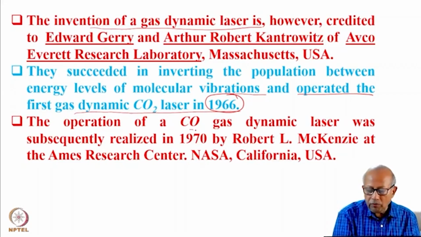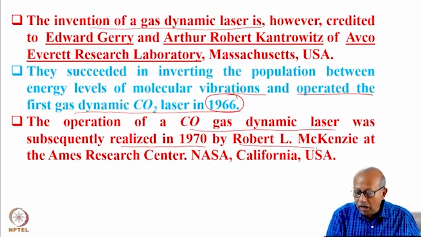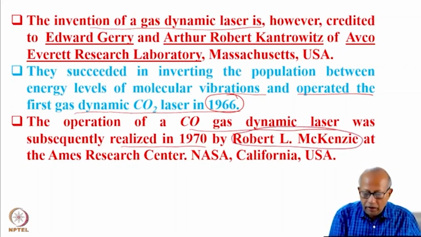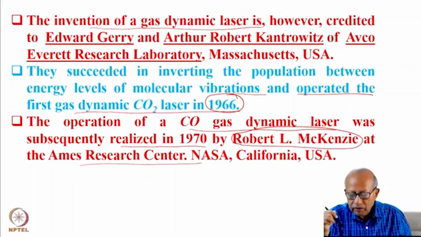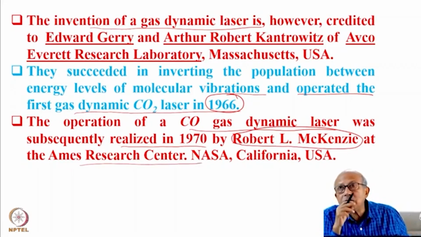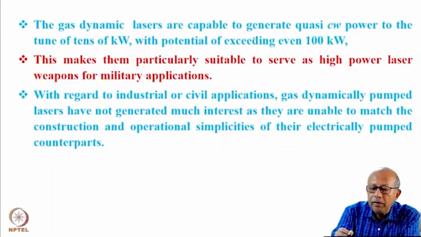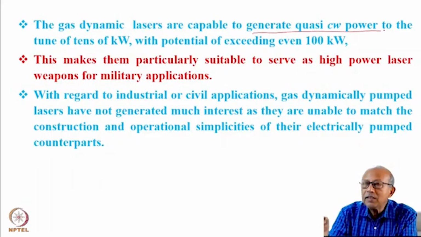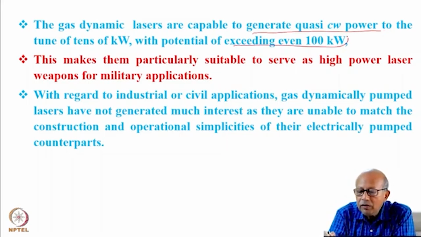The operation of a carbon dioxide gas dynamic laser was subsequently realized in 1970 by Robert L. McKenzie at the Ames Research Center at NASA, California, United States of America. You see, the gas dynamic lasers are capable of generating quasi-CW power to the tune of tens of kilowatts, with potential of exceeding even 100 kilowatts.